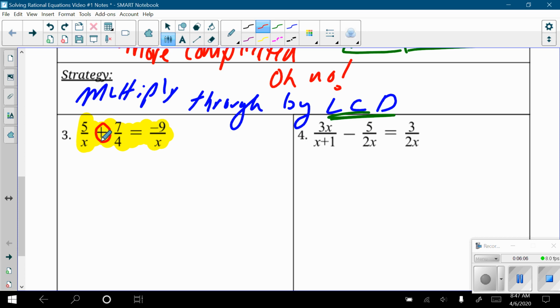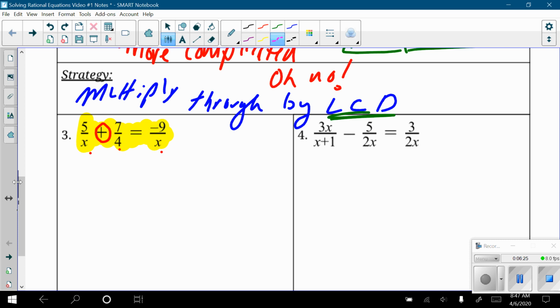So you're going to look at all the fractions, on both sides, which is kind of weird. You're going to find the least common denominator, and you're going to multiply the whole thing by that least common denominator. You'll see that it really makes it nice.